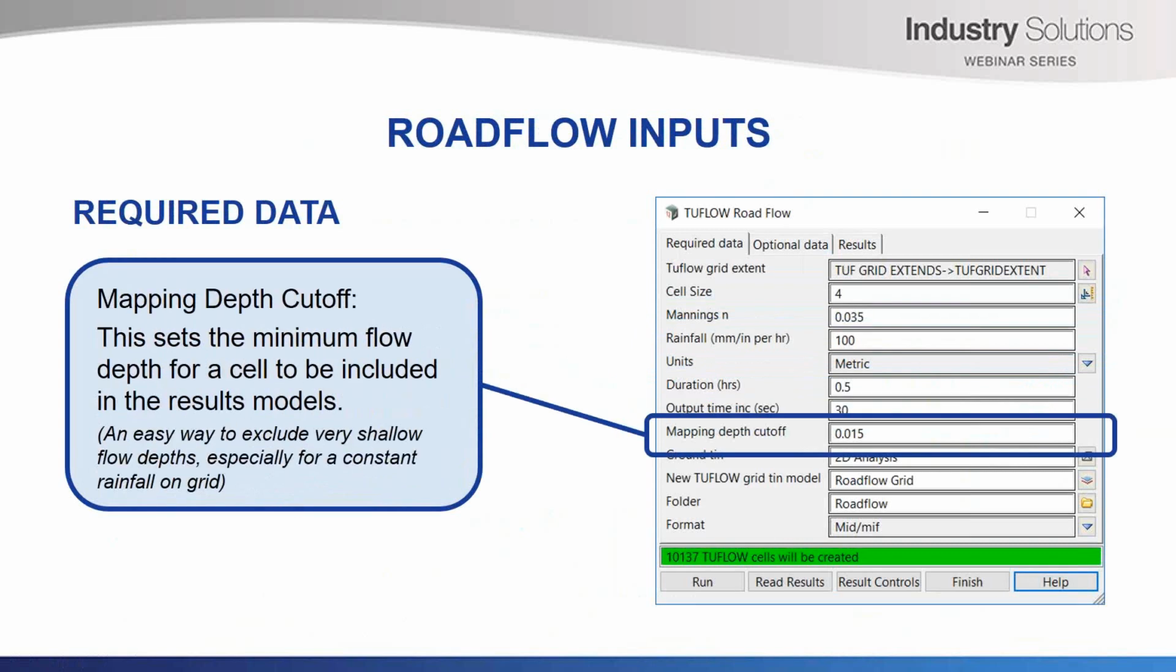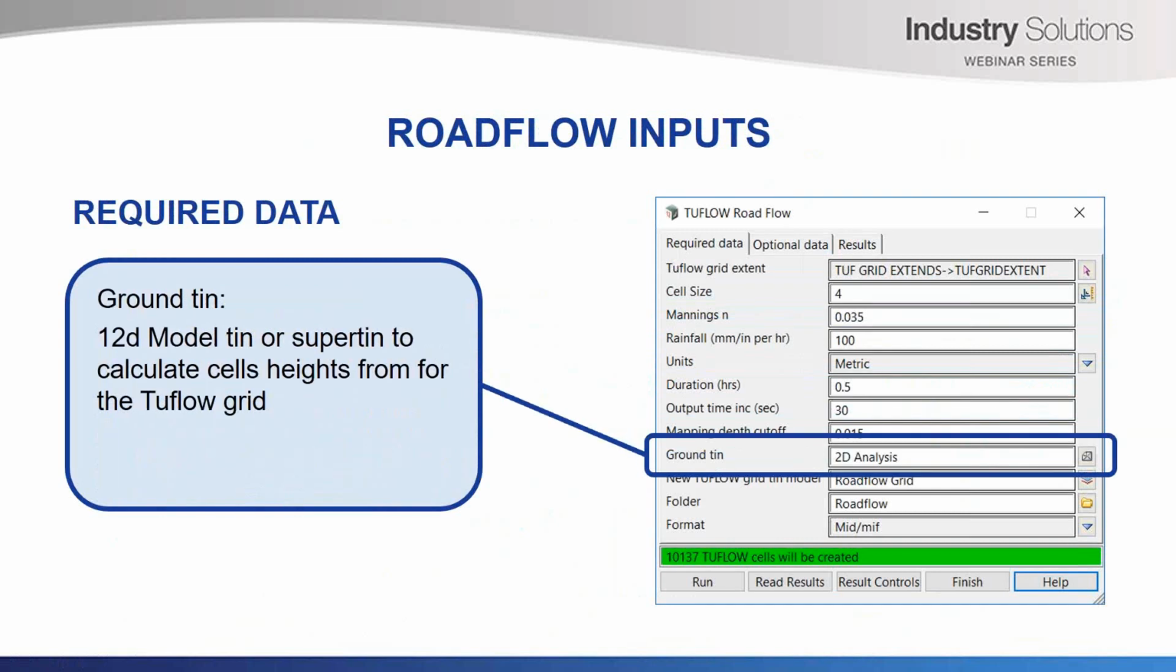The mapping depth cutoff. This sets the minimum flow depth for cells to be included in the results models. When you do a rain on grid in particular, you'll have rain falling on absolutely everything, and you may have cells which have very, very shallow flows which really don't impact or affect your model itself. So you can put this mapping depth cutoff. So in this example, it's not going to show any results less than 150 millimeters in depth.